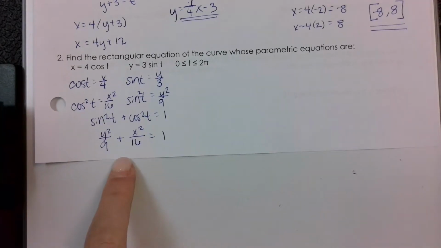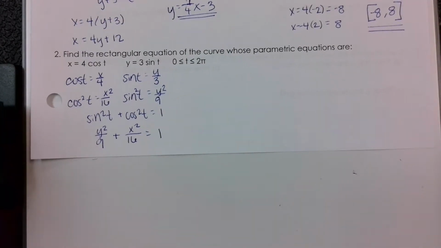Yeah, and what type of conic section is this? The next thing we're going to talk about. Is it a circle? I mean, it's either going to be a circle, a parabola, an ellipse, or a hyperbola. Which one? An ellipse. Why is it an ellipse?